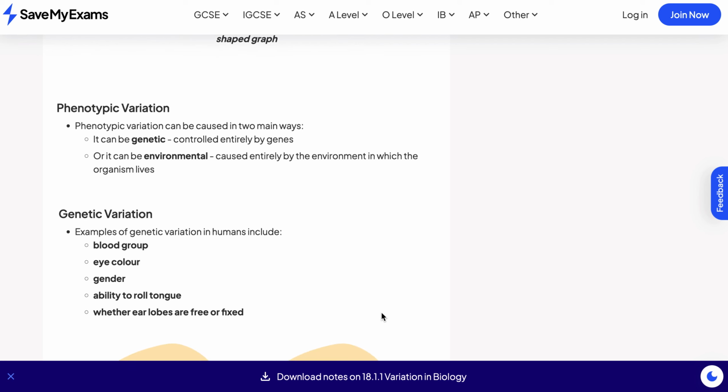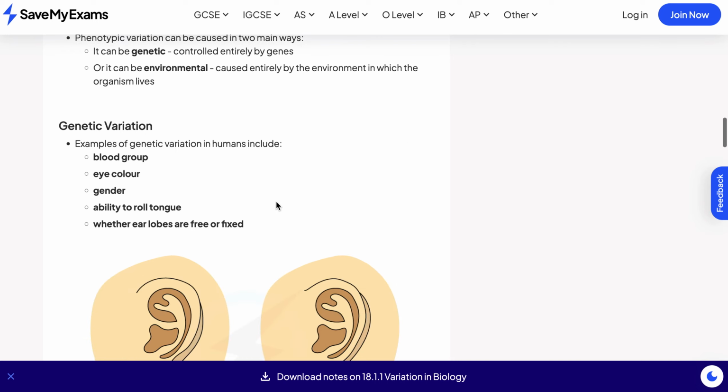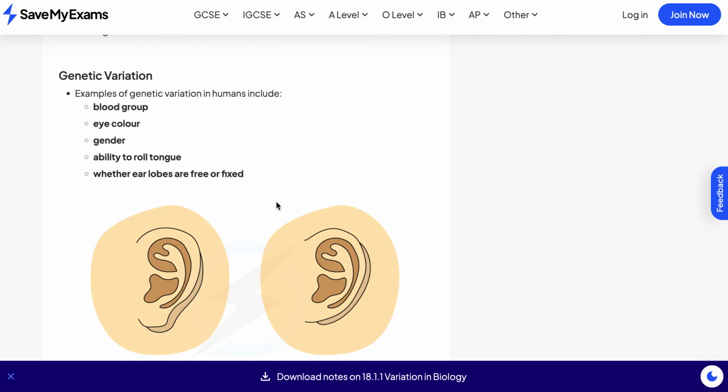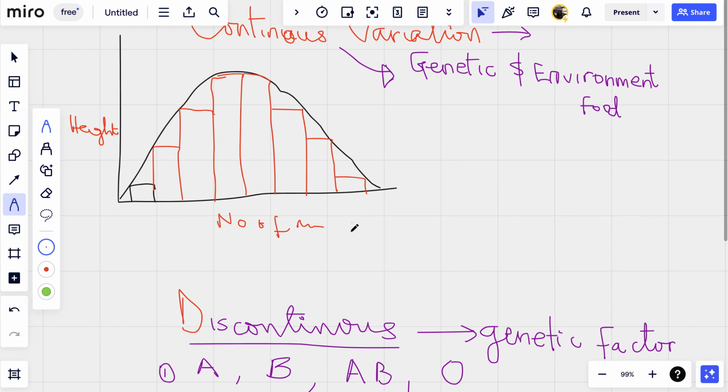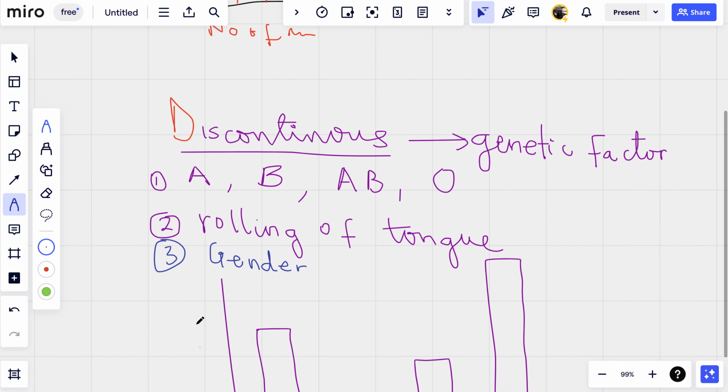Now we've already mentioned that phenotypic variations are caused by two factors: the genetic and the environment. I've explained that concept. Examples of genetic variations in humans include the blood group, the gender, and the eye color also. Okay, we can include the eye color, number 4.